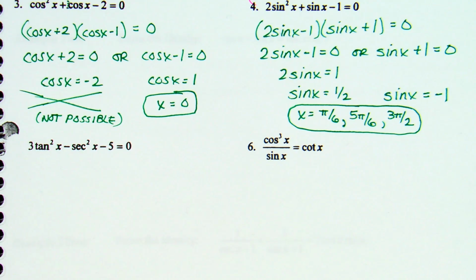So, add the 6. I have 2 tangent squared x equals 6. Divide by 2. Tangent squared x equals 3. Again, if this said x squared equals 3, what would you do? Square root. Since it says tangent squared equals 3, square root. What's the square root of tangent squared? Tangent x.